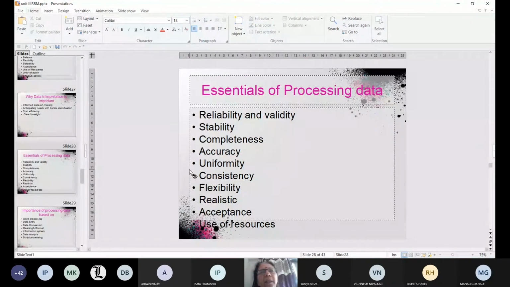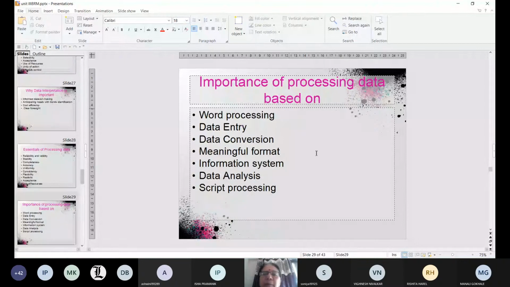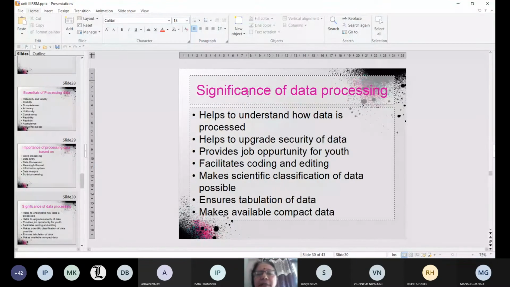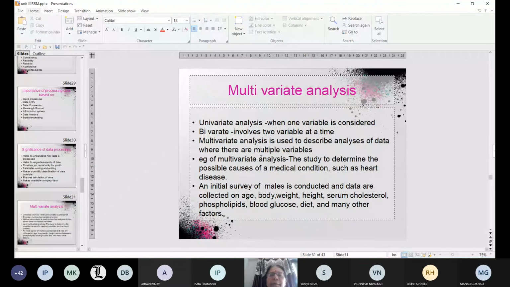We have already seen in the earlier slides the essentials of processing data and the importance of processing data. Data processing is a very significant process because without proper data processing, it is not possible to code it, edit it, and to feed the data in your software. And when the data is ready after processing, the data becomes very compact.